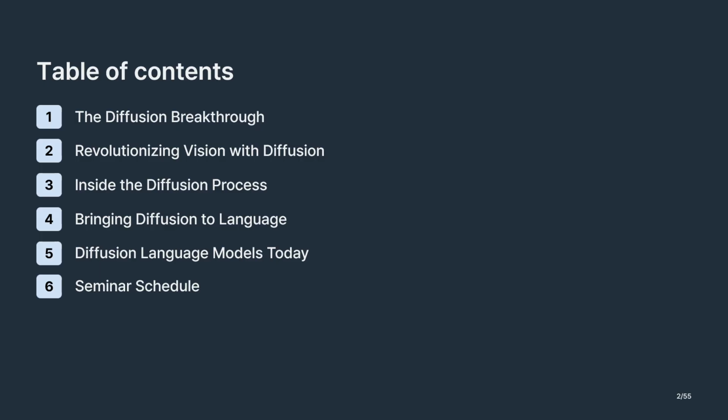After that, we'll go under the hood and break down how diffusion models actually work. This includes the forward and backward processes, their mathematical formulation, architectures like UNet and DiT, and popular sampling methods. Once we've built up the fundamentals, we'll shift gears and apply them to language. We'll cover how diffusion models are adapted for text, the challenges of working with discrete tokens, and solutions like continuous and discrete diffusion approaches. Then we'll finally look at the current landscape, what's possible with today's diffusion language models, what their limitations are, and where active research is heading. And finally, I'll show you the full seminar schedule and how each session fits together.